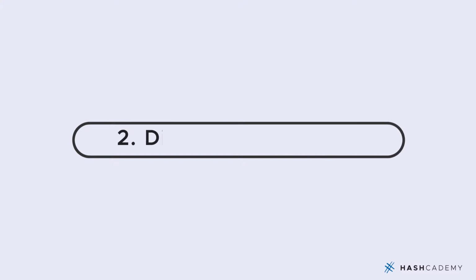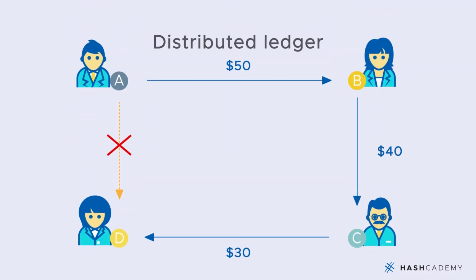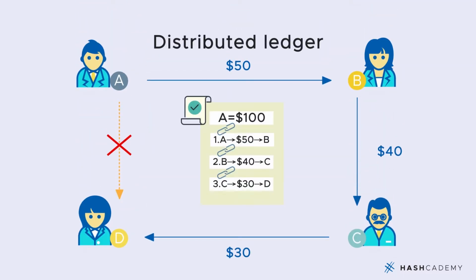Now we'll take a look at the second principle, which is the concept of a distributed ledger. In our example, we refer to a centralized ledger where the chain of transactions are recorded. However, the power of blockchain is that we can remove the centralized party and distribute it across the participants in the network, or as we call them here, nodes.